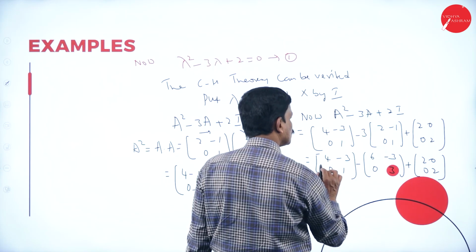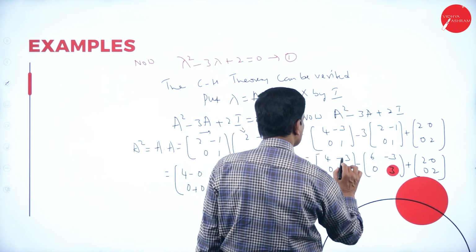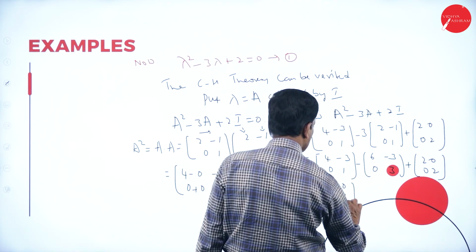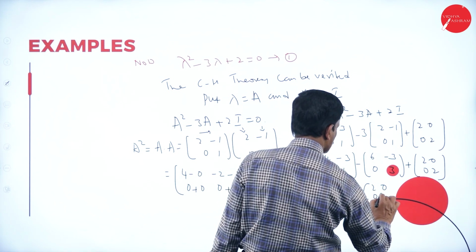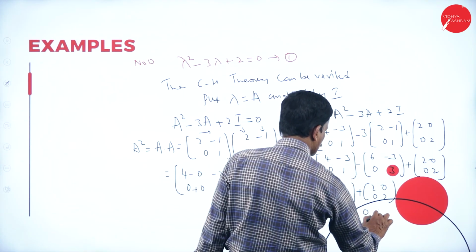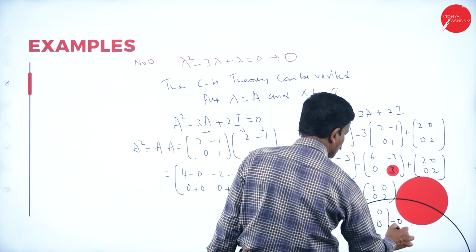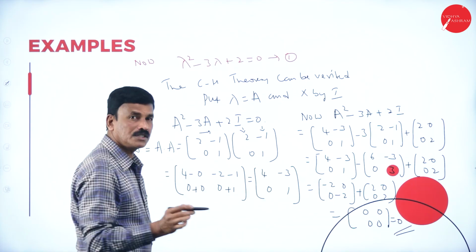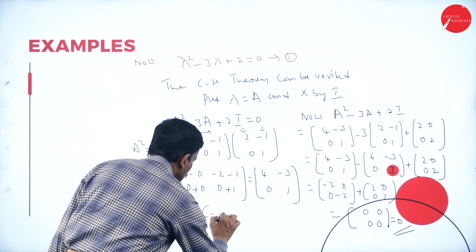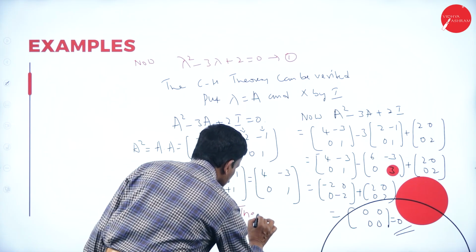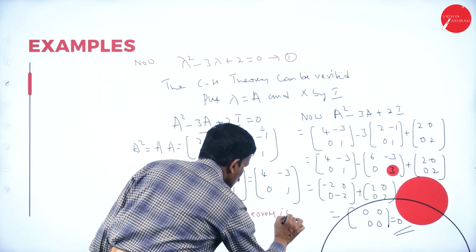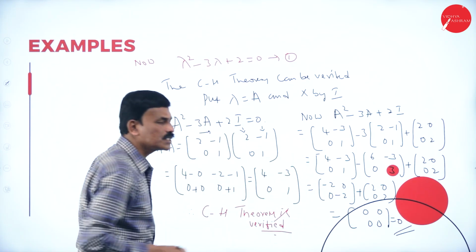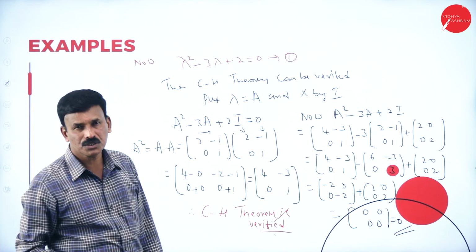What is this equal to? 4 minus 6 is minus 2, minus 3 plus 3 gets cancelled, 0, 0 minus 0 is 0, 1 minus 3 is minus 2, plus [2 0; 0 2]. What is this equal to? [0 0; 0 0], which is equal to 0, a null matrix. Hence the Cayley-Hamilton theorem is verified. Therefore, we conclude the Cayley-Hamilton theorem is verified. This is how we are going to verify the Cayley-Hamilton theorem.